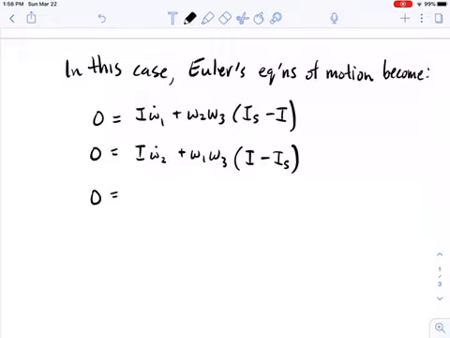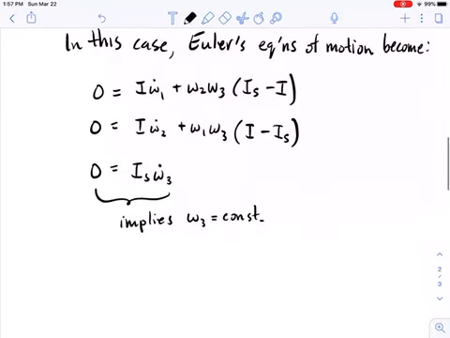And it's the third one that becomes the simplest because the second term vanishes and we just get IS omega 3 dot is equal to zero. And so clearly, if that's equal to zero, that means omega 3 dot is zero, or omega 3 is constant. So this last equation implies that omega 3 is equal to a constant.